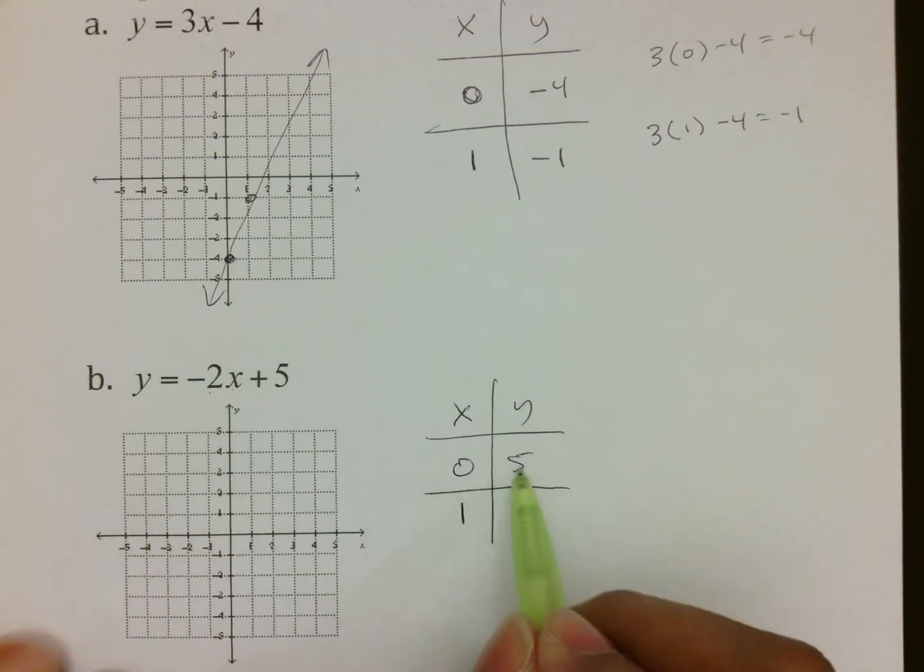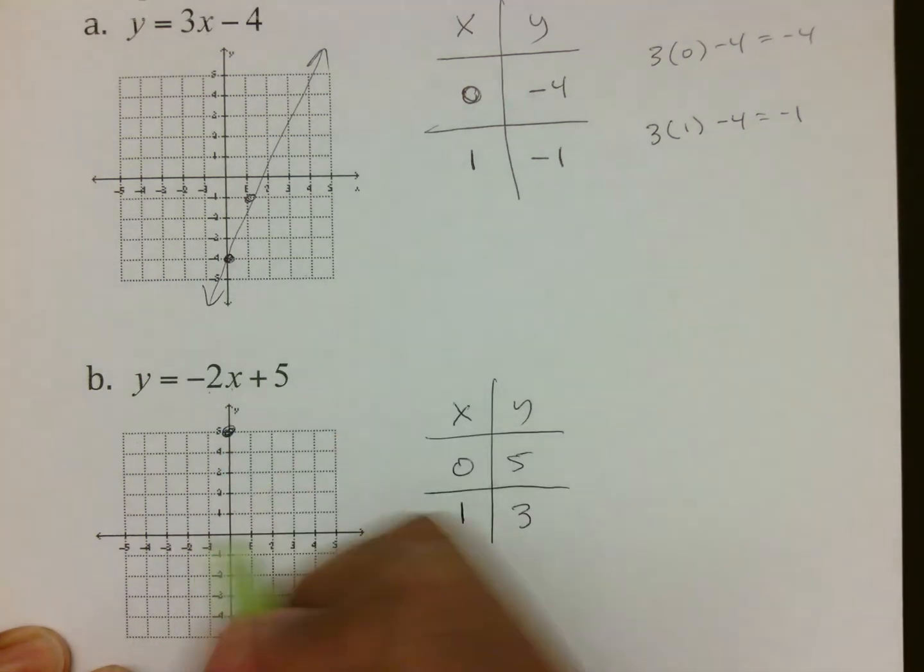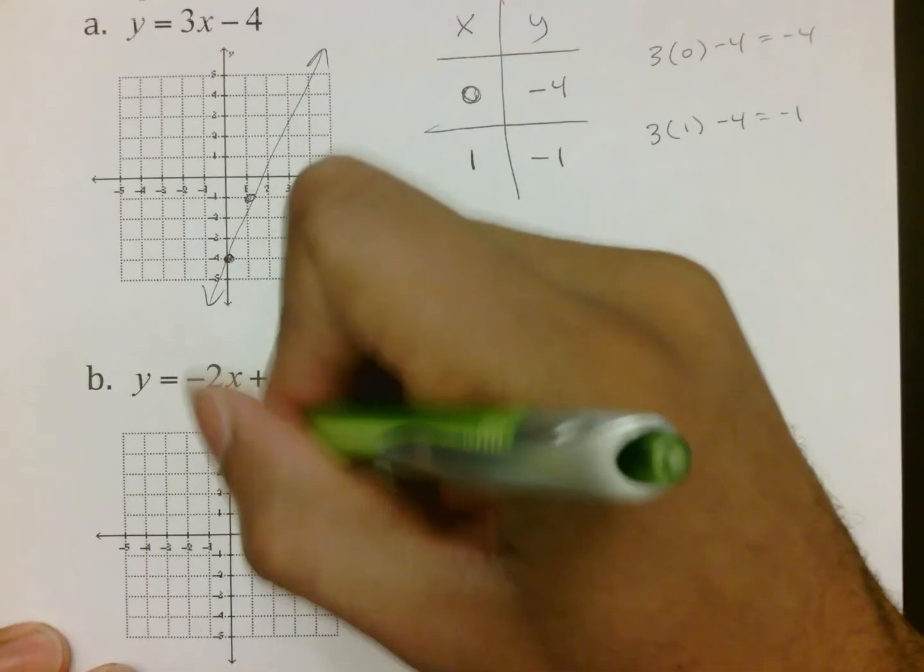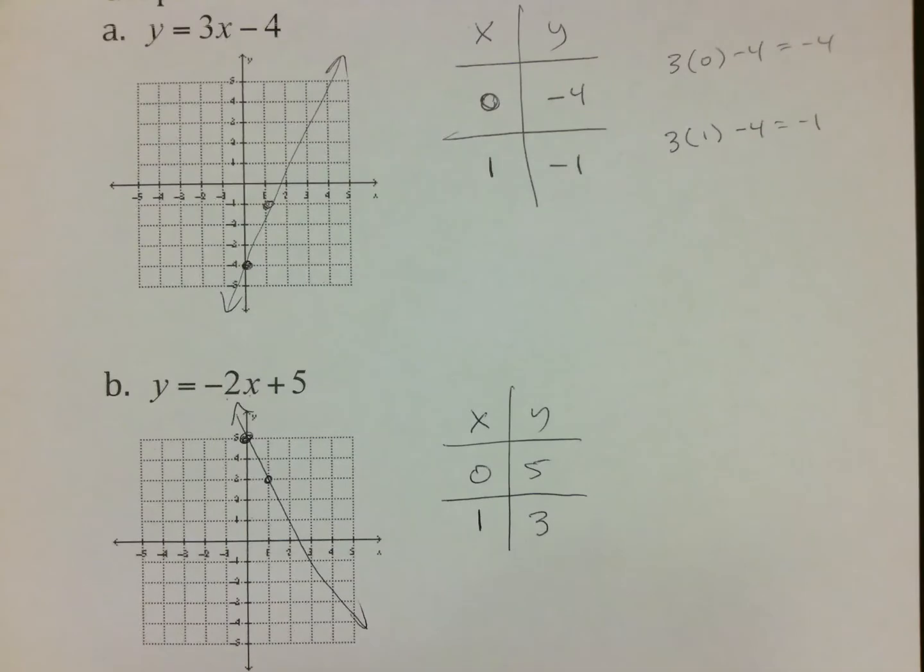Now plot these 2 points. 0, 5. And 1, 3 is over 1, up 3. Those 2 points, because you know it's a linear graph, would represent the line that we are looking at.